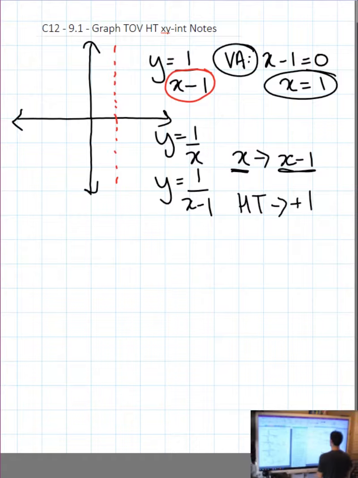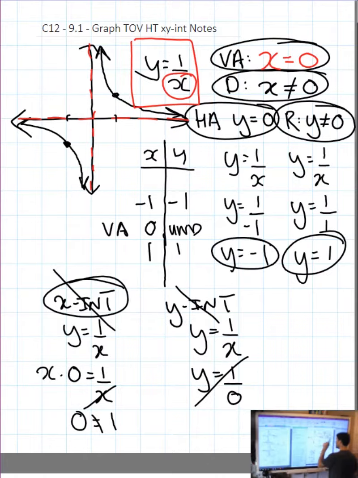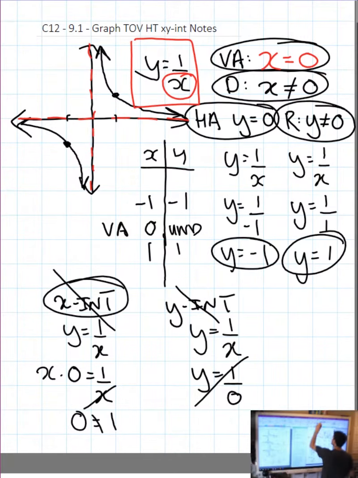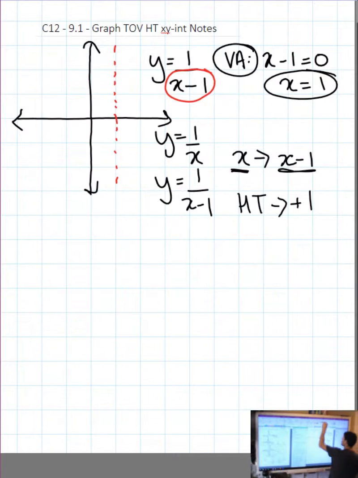So instead of doing a table of values and figuring out everything else, we know that if the old graph 1 over x that we did a second ago moves 1 to the right, we just simply take this point and move it 1 to the right, this point 1 to the right, move the vertical asymptote 1 to the right, and the horizontal asymptote, moving 1 to the right, stays. So let's go through this thing slowly.